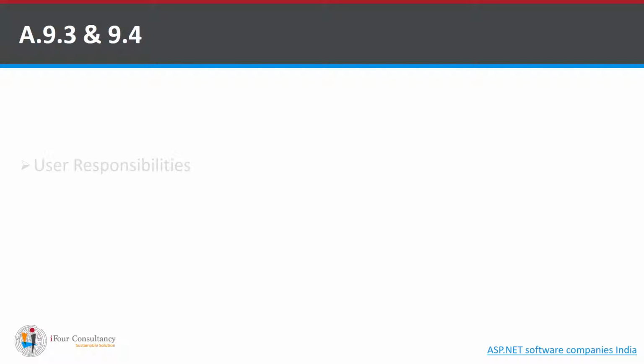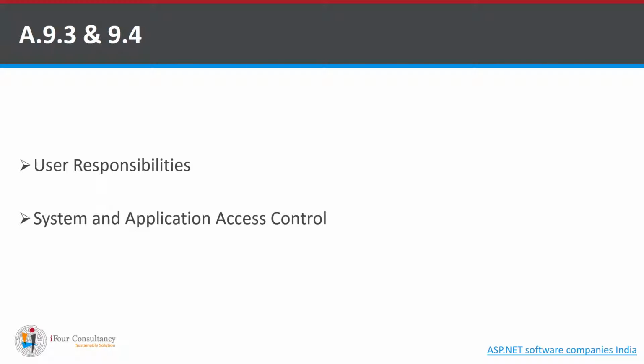Now A.9.3 is user responsibilities. The objective of user responsibilities is to make users accountable for safeguarding their authentication information. And A.9.4 is system and application access control. The objective is to prevent unauthorized access to systems and applications.